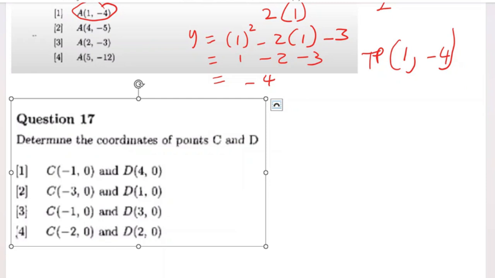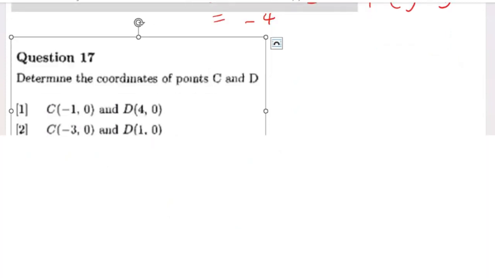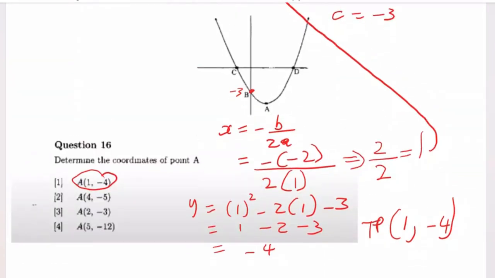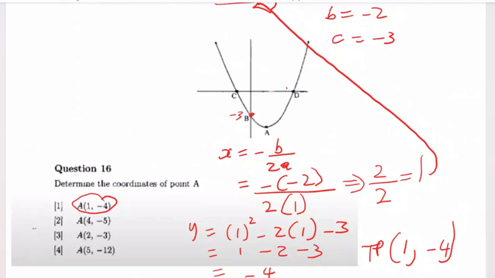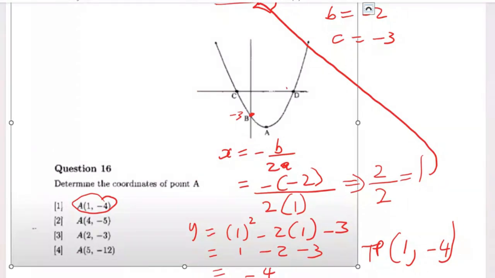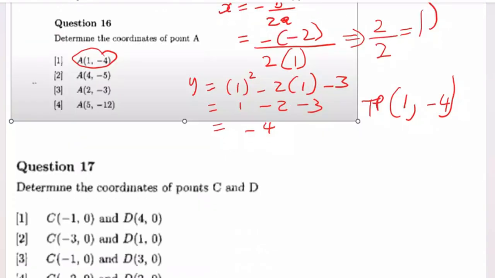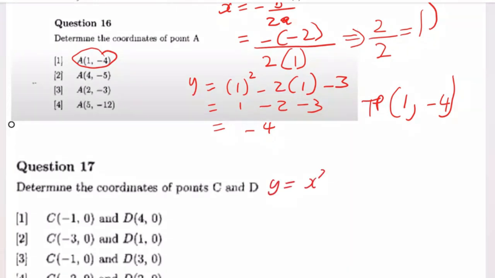Calculate the coordinates of C and D. The coordinates of C and D, these are the x-intercepts. So now to get my x-intercept, I need my equation. My equation is y is equal to x squared minus 2x minus 3. Remember, you've got 2 options of getting your x-intercept.